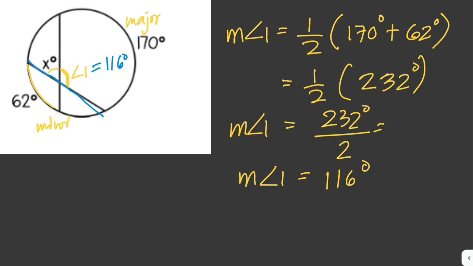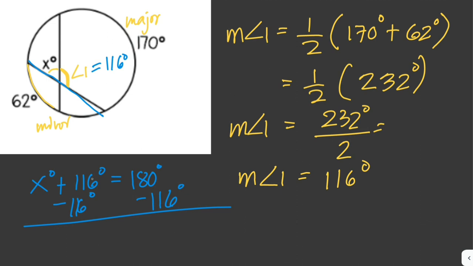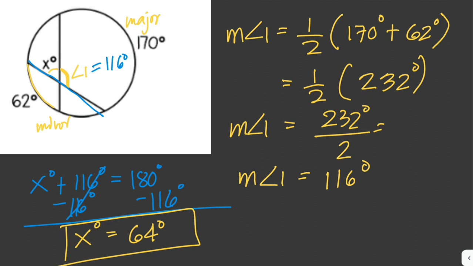Since this is a straight line, x degrees and angle 1 are supplementary angles, which means the sum is equal to 180 degrees. So x degrees plus 116 degrees equals 180 degrees. We subtract 116 from both sides, this cancels out, and this gives us an answer of 64 degrees. Therefore, the value of x degrees is 64 degrees.